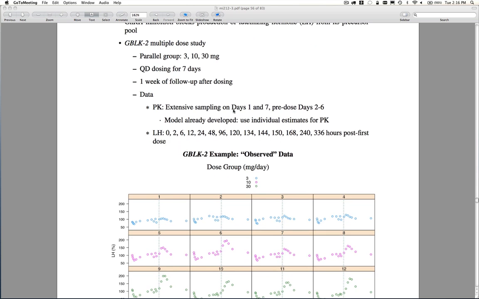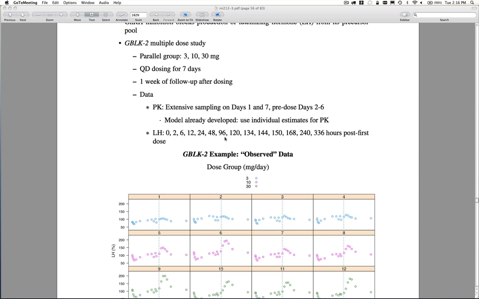PK was sampled extensively on days 1 and 7, with pre-dose samples on days 2 through 6. We've already taken those PK data and developed a model from that. So this is a sequential fit of the PK data and the PD data. The PK data has already been fit, and what we've done is save those individual estimates for the PK parameters into the NONMEM-ready data set, so we can read those in and subsequently fit the PD model.